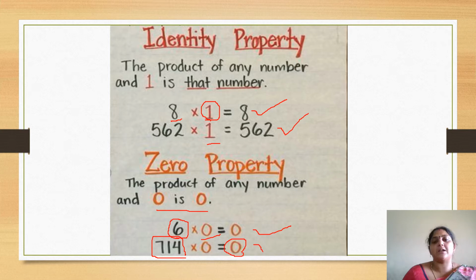So, when you multiply a number by 1, the product will be the number itself. And when you multiply a number by 0, the product will be 0. So, remember, multiplied by 0, the product will be 0 itself. Multiplied by 1, the product will be the number itself.